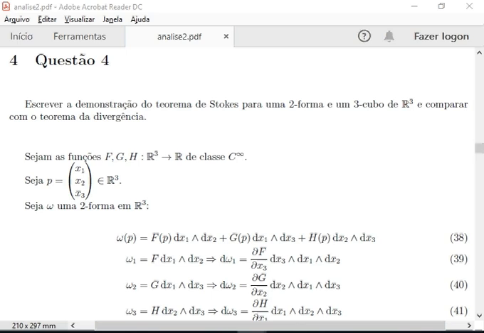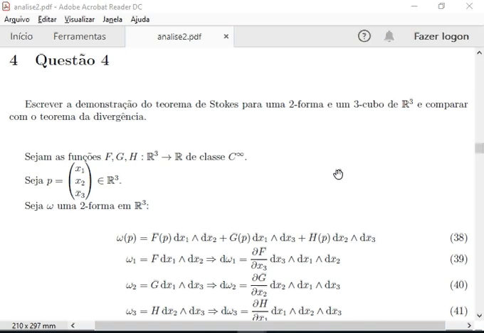The discipline is Analysis 2, analyzing R^n. The third test, the fourth and last question, is to write the demonstration of Stokes' theorem for a 2-form in a 3-cube of R^3 and compare it with the Divergence Theorem. So I had to write it during the test, and I had to go home and perfect it.